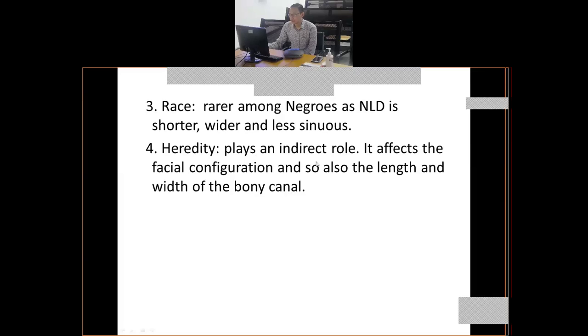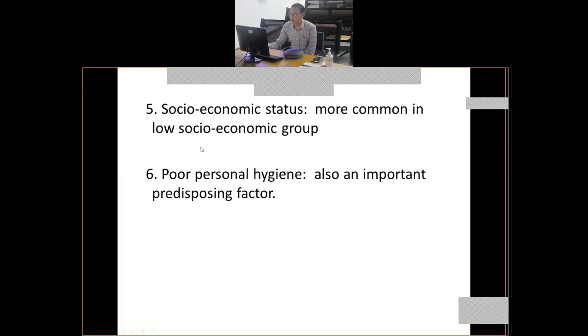Hereditary also plays an important role. It affects the facial configuration and also the length and the width of the bony canal. It is more common in the low socioeconomic group, and poor personal hygiene is also another important predisposing factor.